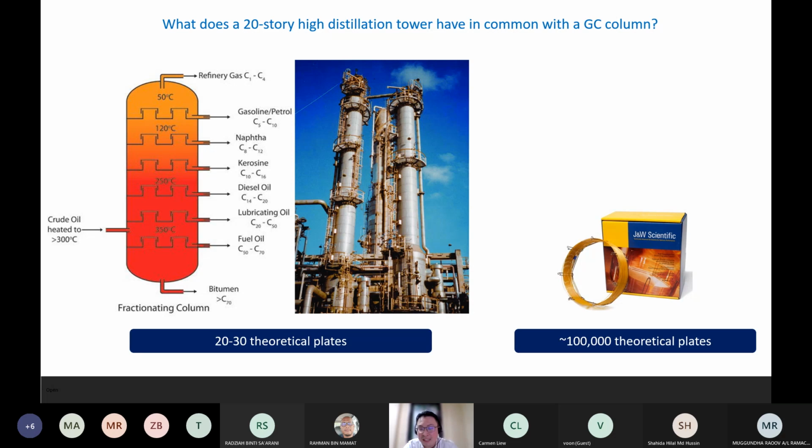So the theoretical plates is actually what gives these systems the ability to resolve those mixtures into separate compounds. Can I have the next slide, please?